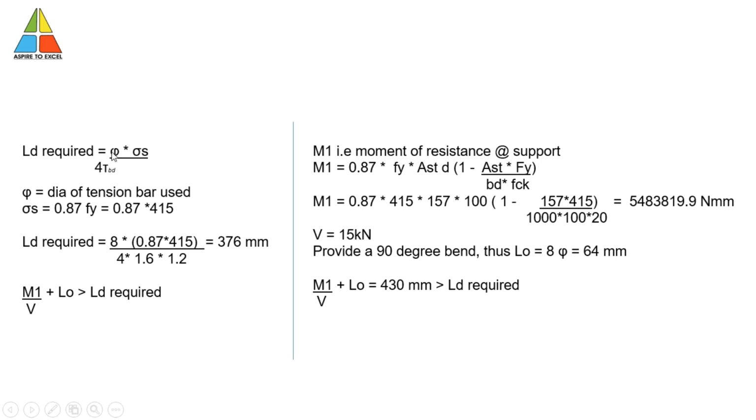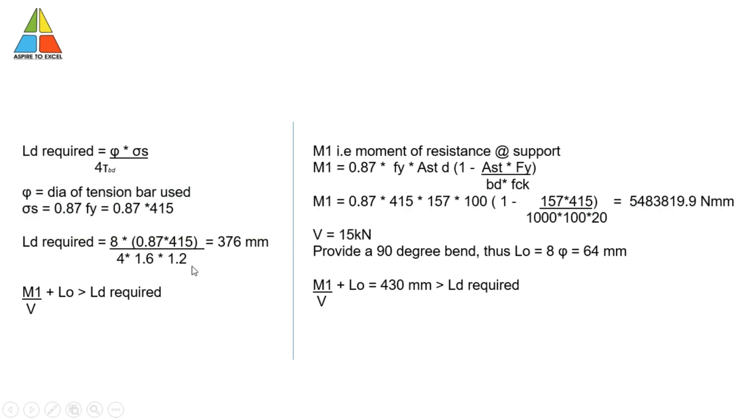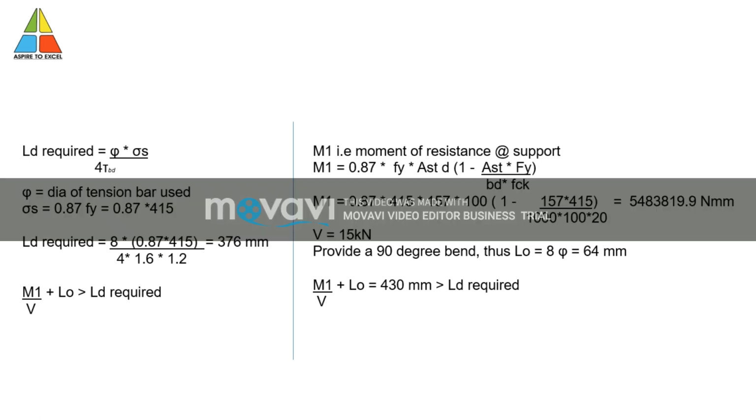So this is for main reinforcement only. And what is sigma s? Sigma s is 0.87 Fy. So the grade of steel is 415. Simply multiply it with 0.87 Fy, and divide by 4 times tau BD. For M20, the tau BD value is 1.2. Since this value corresponds to mild steel, for HYSD we need to magnify it by multiplying with 1.6. So LD required would be 376 millimeter.